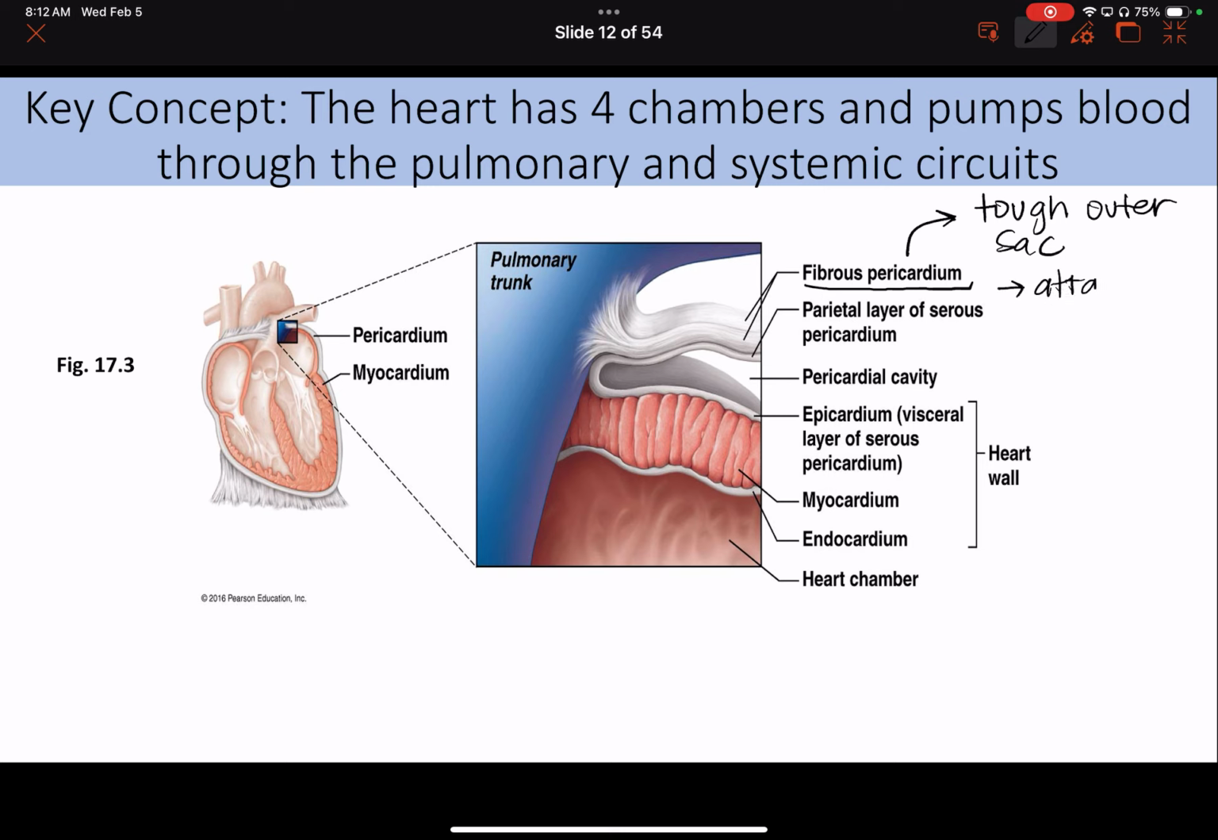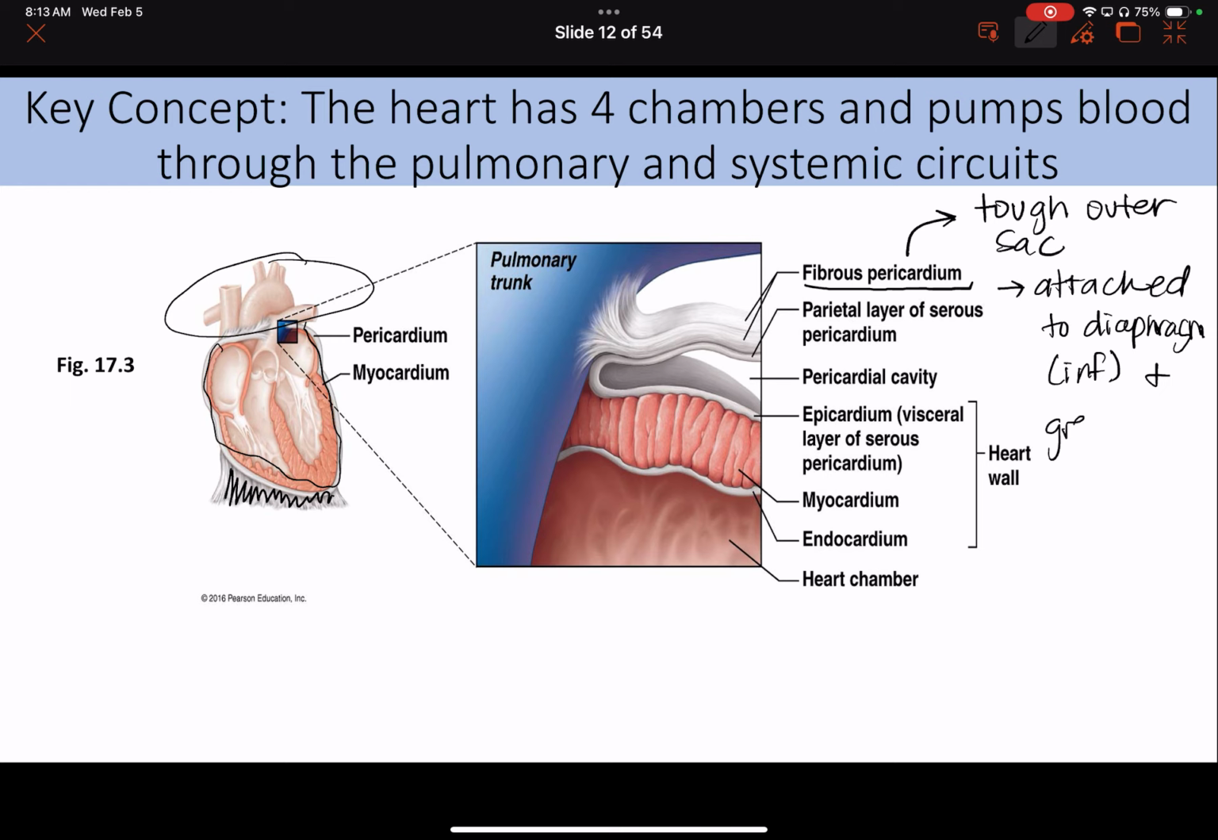So the tough outer sac is attached to the diaphragm, because remember, this is going to go all the way around. So it's attached to the diaphragm on the inferior side here. And it's attached to the great vessels at the top, or the superior end. So questions about the fibrous pericardium? Again, it's just to keep the contractions held within that mediastinum.